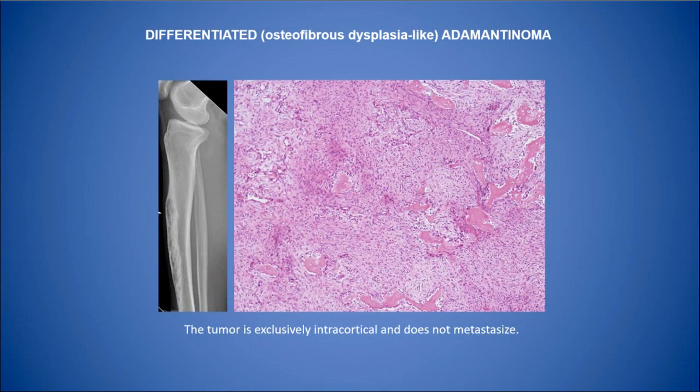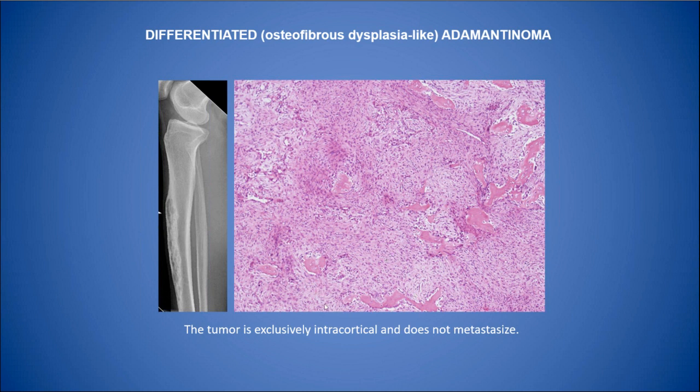The subtype that is called differentiated adamantinoma, or osteofibrous dysplasia-like adamantinoma, is a tumor that is exclusively intracortical. It occurs in the same age group as osteofibrous dysplasia, and histologically, the difference will be that the epithelial clusters will be clearly visualized on H&E. The rest of the histomorphology is identical to osteofibrous dysplasia.